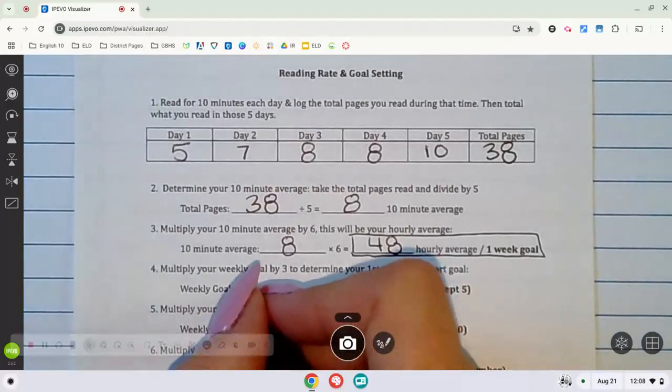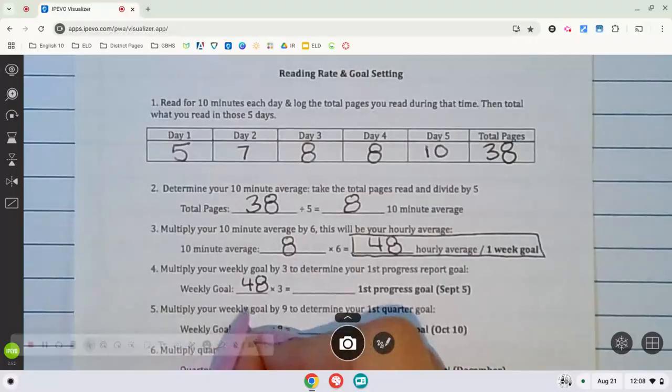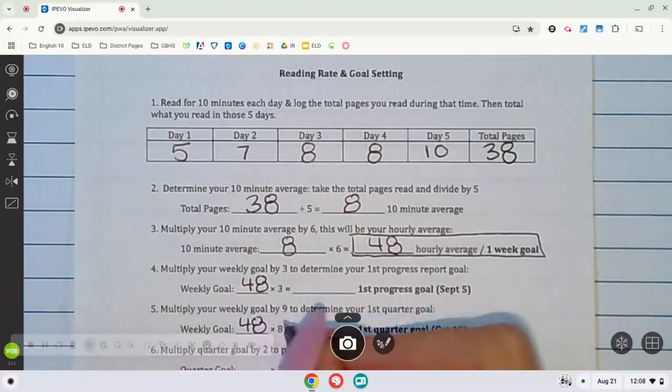All right, so now we're going to take that hourly average, or that 1 week goal. We're going to drop it down here. We're actually going to drop it down twice. So we're going to put weekly goal here and then weekly goal here. And you'll see why in a minute.